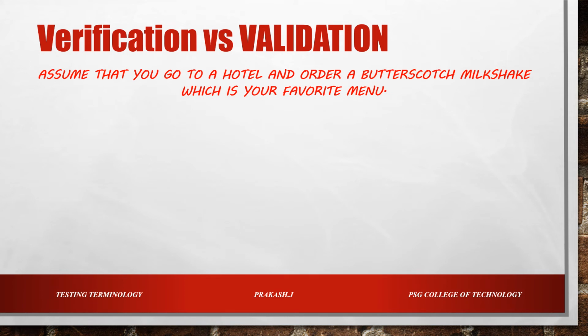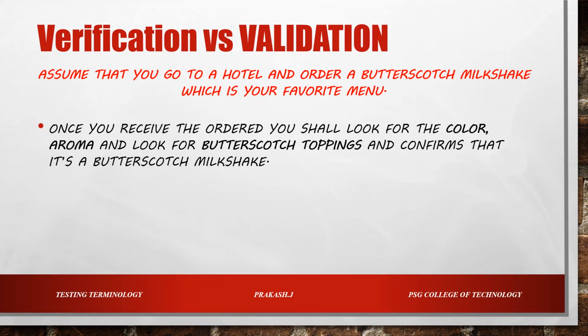Assume that you go to a hotel and order a butterscotch milkshake, which is your favorite one. Once the order has been delivered to you, you look at the color and the aroma that the order makes, and since it is butterscotch, you look for some butterscotch toppings in it, and you may confirm that the order that you received is a butterscotch milkshake. This is called verification, where you have an overview of the order that you have received, and you confirm that this is the thing that you require.